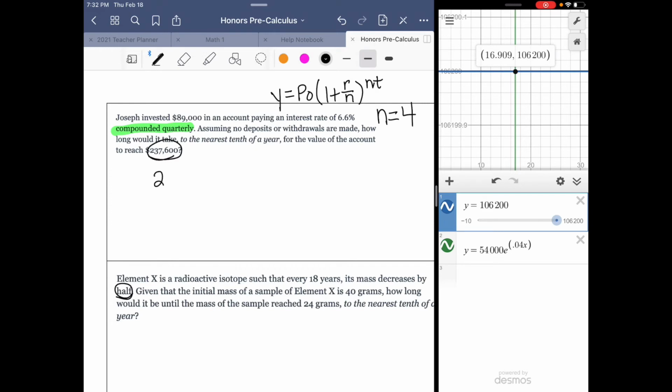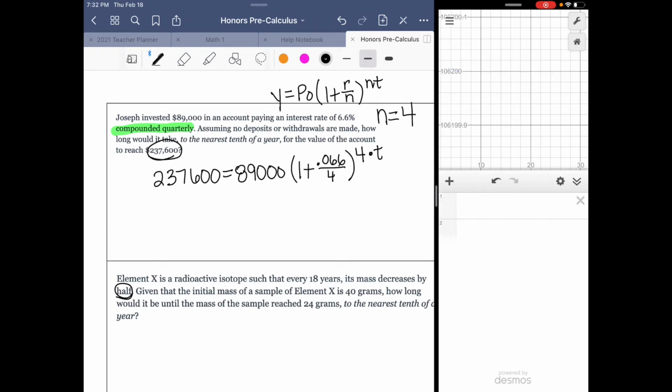So my value that I'm going to is 237,600. I started with 89,000. And then I have 1 plus my rate, which is going to be 0.066 divided by my compound of 4, and then raised to 4 times t. Okay? Now, when you're doing this, it's the same process, but the key here is that this whole inside is going to be one whole number.